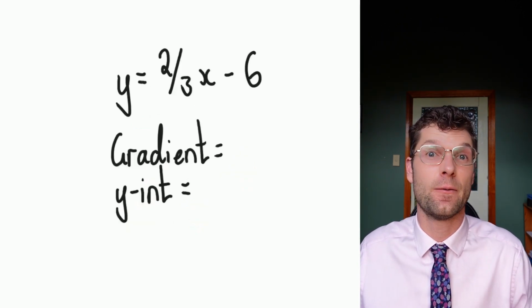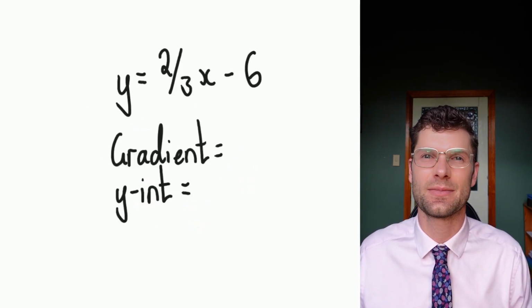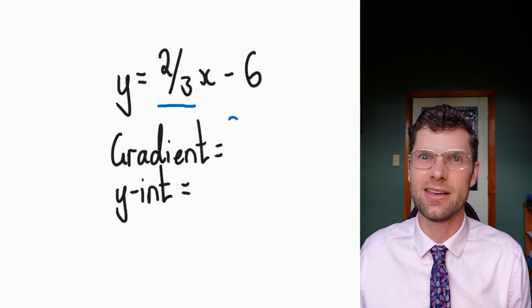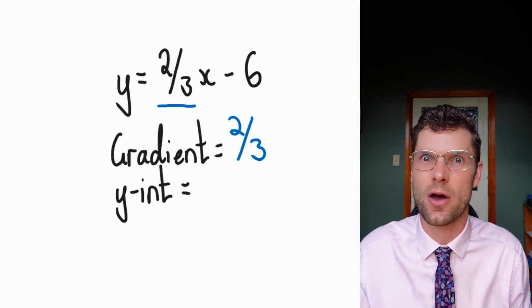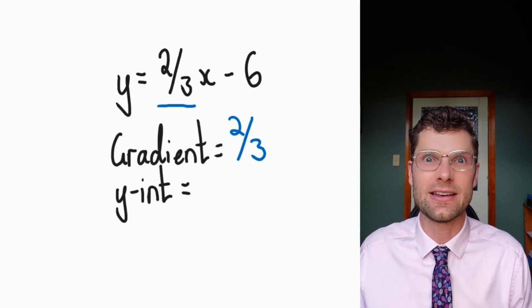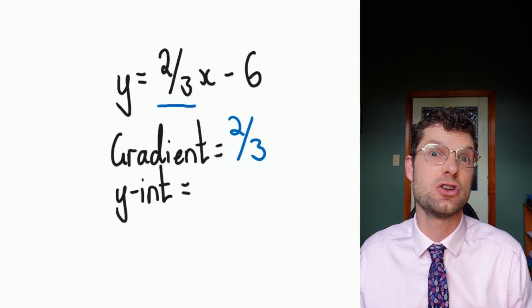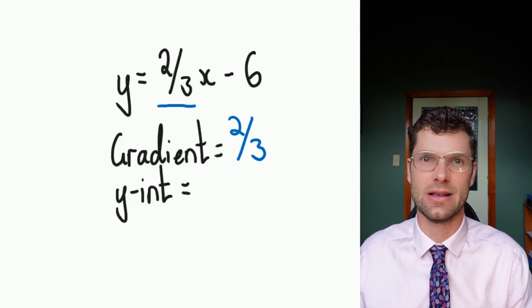And it doesn't even matter if we don't have a whole number with that x. This here is y is equal to 2 over 3x minus 6. The gradient is just the number with x, 2 over 3. That is totally fine. All that's saying is every time x goes up by 1, y goes up 2/3. So it's not going to be as steep of a graph. It's going to be a little bit less.